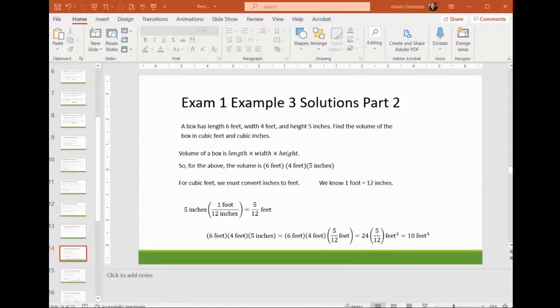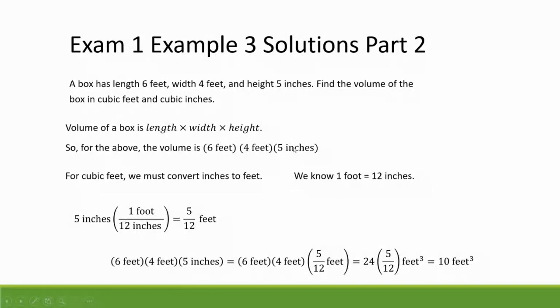How are we going to do that? Well, we know that 1 foot is 12 inches. That's given to us in the textbook, okay? 1 foot is 12 inches. So what we can do is use the factor label method.